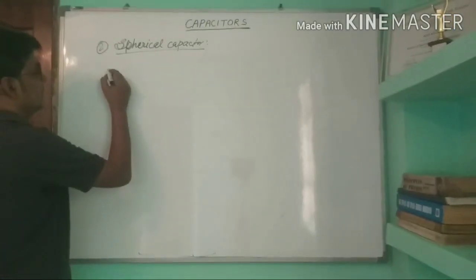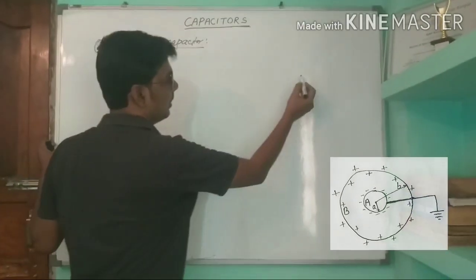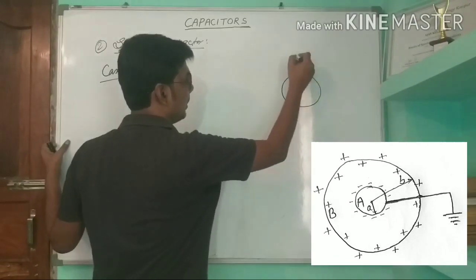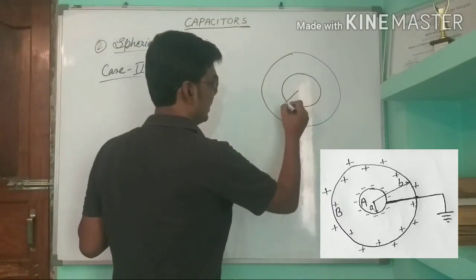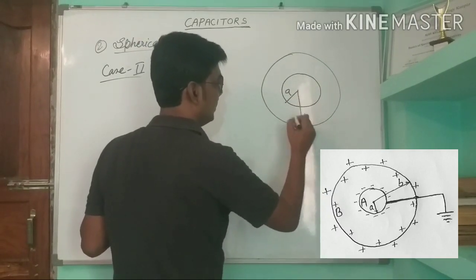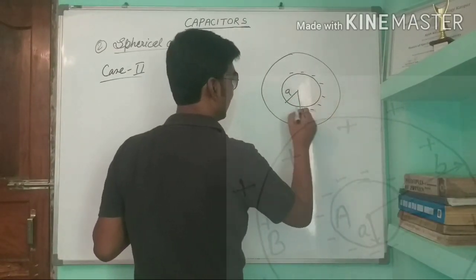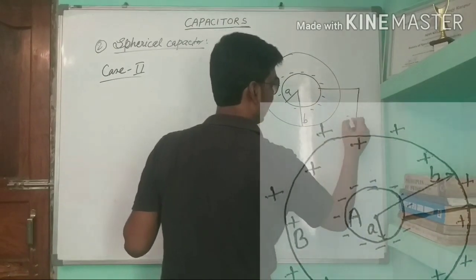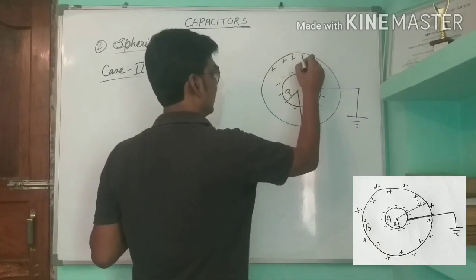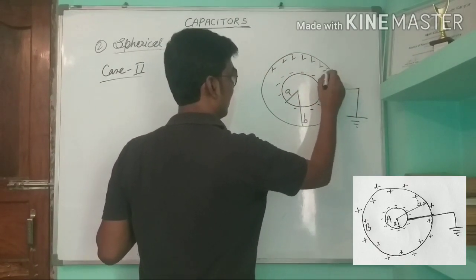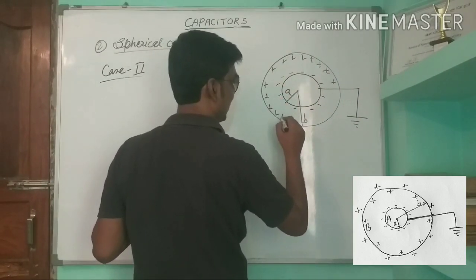Now second case. In this situation, the same sphere made up of a conductor, of radius A and this is radius B. Now this time this inner sphere is negatively charged, or say it is grounded, earth, and this bigger sphere is positively charged.